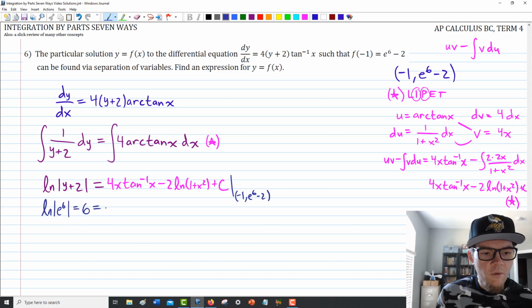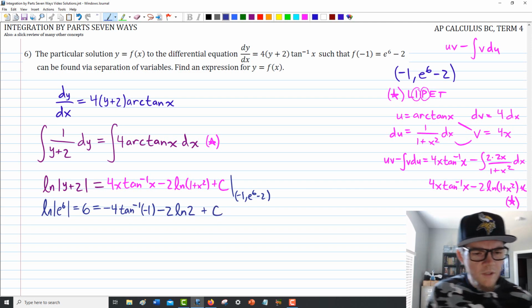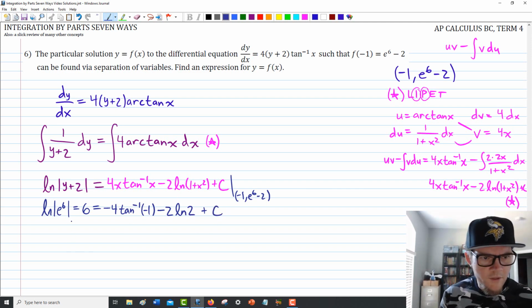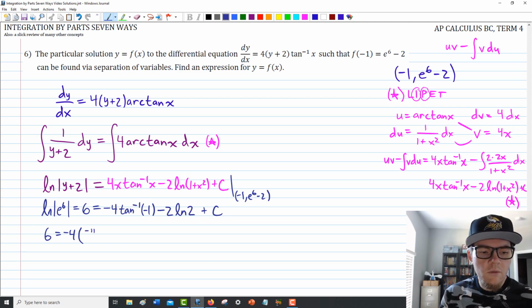On the right side, we're going to get negative 4 tangent inverse of negative 1, and then the next one will have minus 2 ln of 2, and then plus c, of course. So there's a lot going on here. We still have a little bit of work to do to get through this. We're going to have 6 equals negative 4 times tangent inverse of negative 1. I know that that's equal to negative pi over 4 because of the range restrictions on tangent inverse.